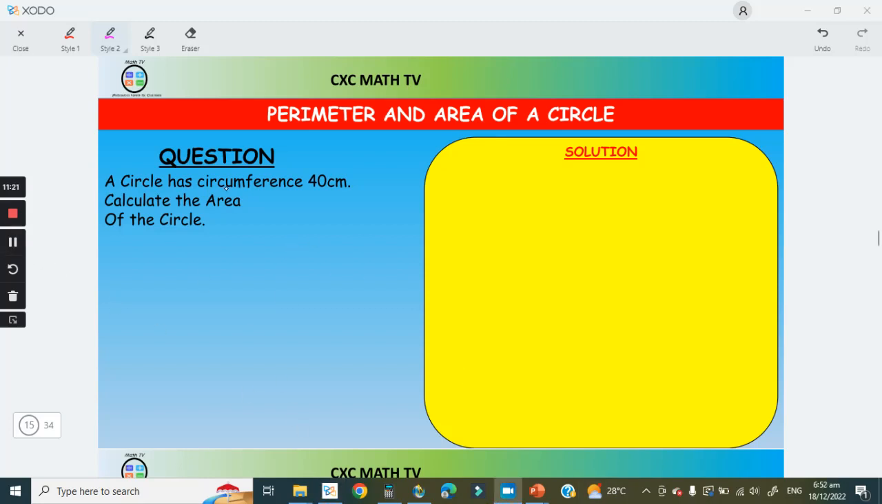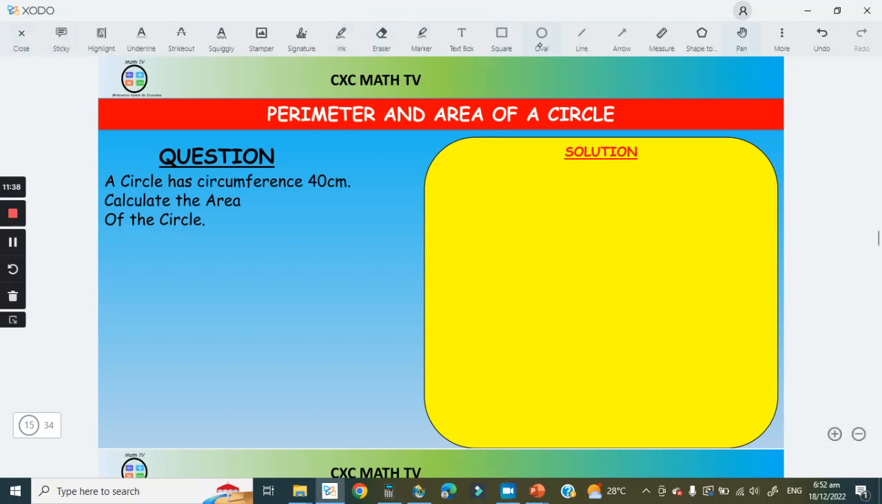And so, to do this question, a circle has a circumference of 40. To find the area, what do you think we're going to do? Pause the video and do it for me. As you pause it and do it, I love to give a visual representation of what's happening.